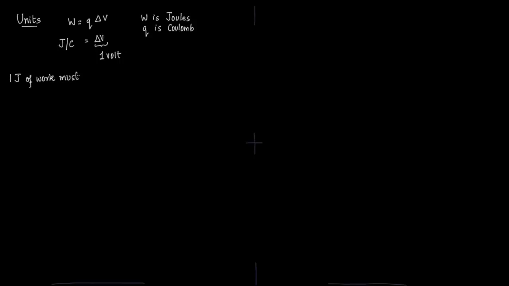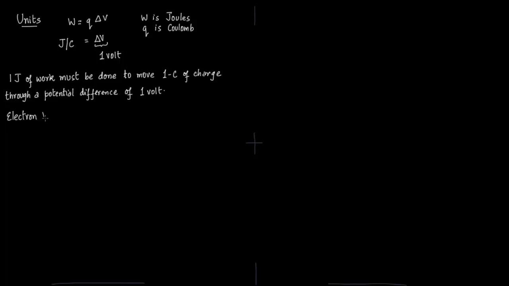So basically 1 joule of work must be done to move a 1 coulomb of charge through a potential difference of 1 volt. So 1 volt is equal to 1 joule per coulomb, or you can say 1 joule of work must be done to move 1 coulomb of charge through a potential difference of 1 volt.